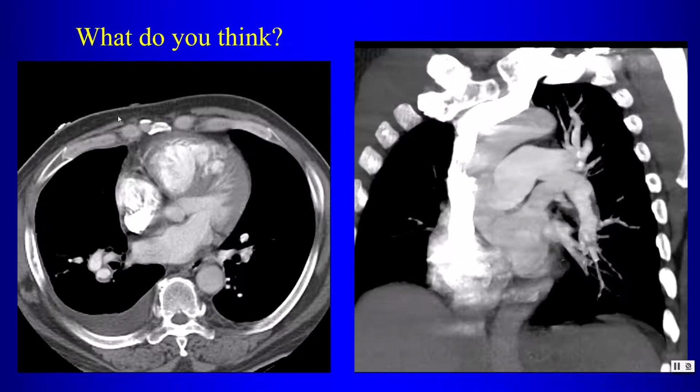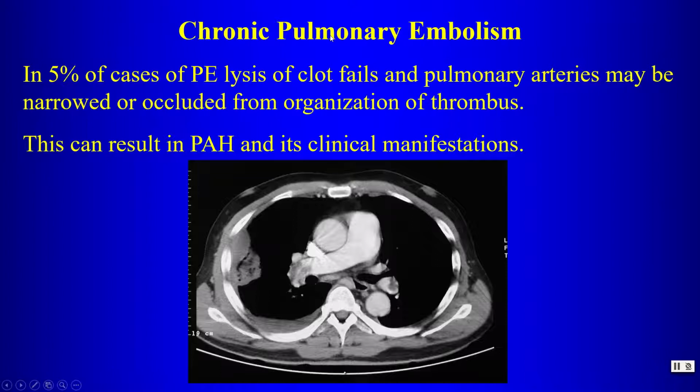Now in this example, we have some eccentric thickening of the pulmonary artery there on the right, and here we can see an eccentric filling defect along the left interlobar pulmonary artery. So also some right ventricular hypertrophy. So what does this represent? This is chronic thromboembolic disease.